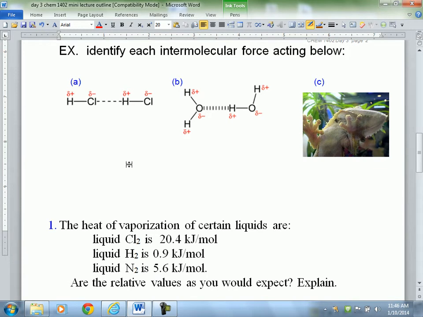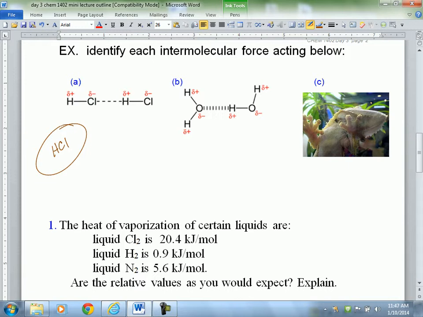Identify each intermolecular force acting below. So all they're trying to say is you have HCl, you have this compound. What intermolecular force would be acting in HCl? Erica, what would you say? What type of intermolecular force acts with the HCl compound? You have the hydrogen, but you're missing one of the other three. So it would have to be the second one, because this has a permanent dipole moment. So it would be dipole-dipole.